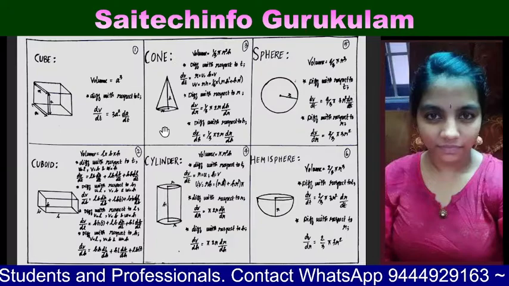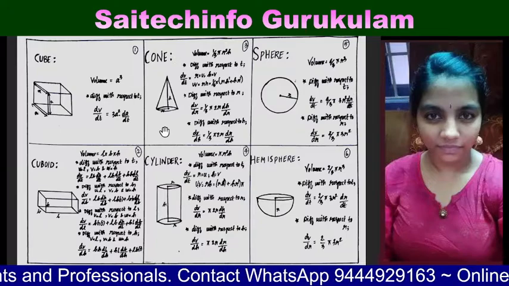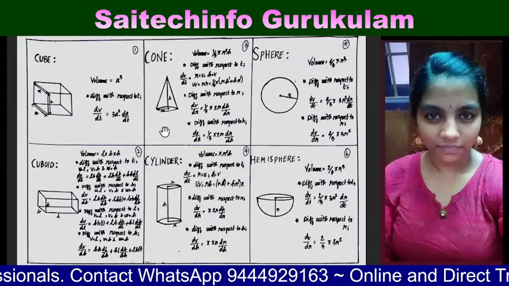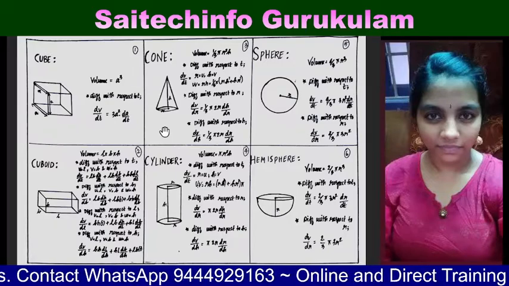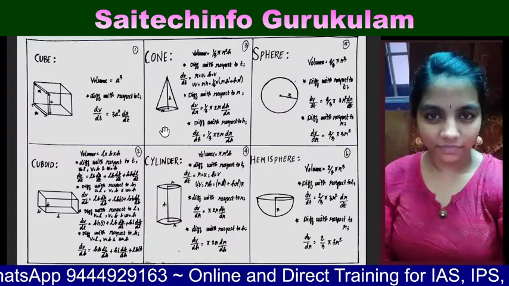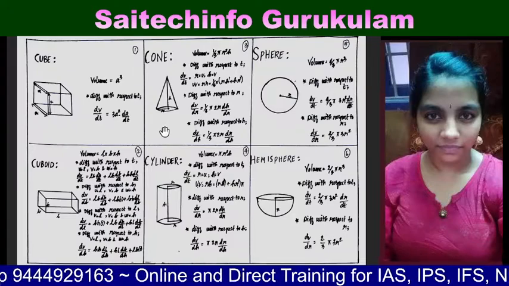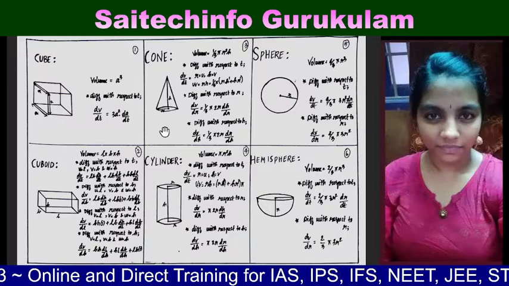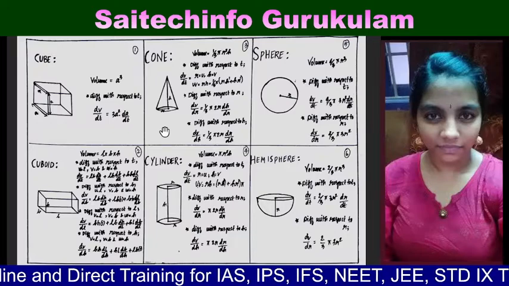The next shape is cone. Volume of cone is equal to 1 by 3 pi r square h. Differentiating with respect to t, dV by dt is equal to, we are taking two variables u and v. u is equal to r square and v is equal to h. So we are proceeding with the uv method. (uv)' is equal to 1 by 3 pi into (u v dash plus v u dash).